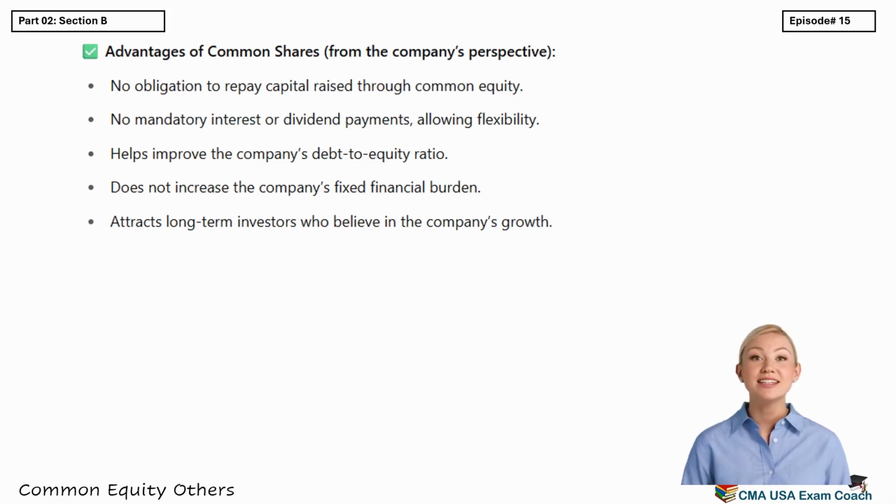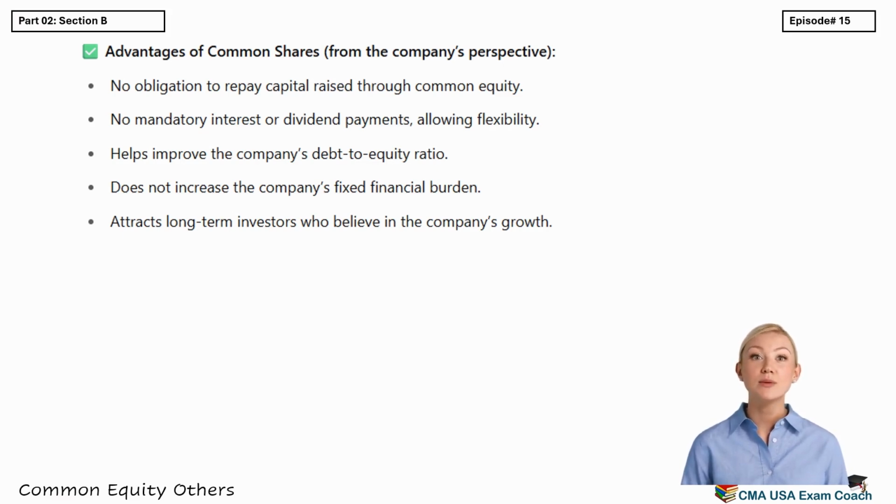Another key benefit is that there is no fixed interest or dividend that must be paid. Dividends on common shares are not mandatory. This gives the company flexibility in managing its profits. They can reinvest earnings into growth instead of paying them out. Also, by issuing shares, a company improves its debt-to-equity ratio, which can make it easier to get loans in the future. A healthy balance between debt and equity signals financial stability to banks and investors.